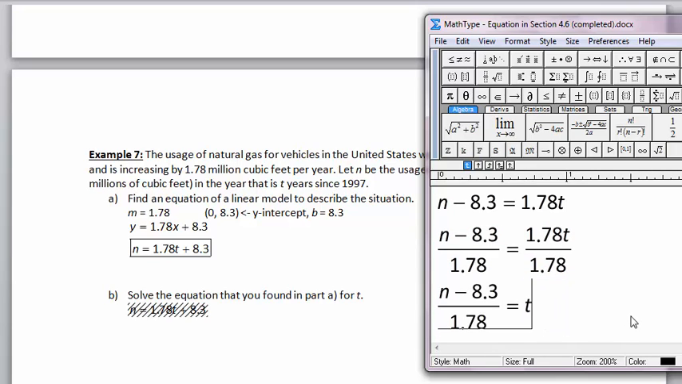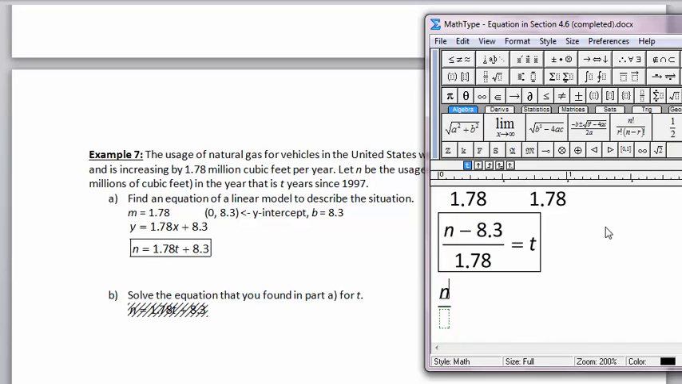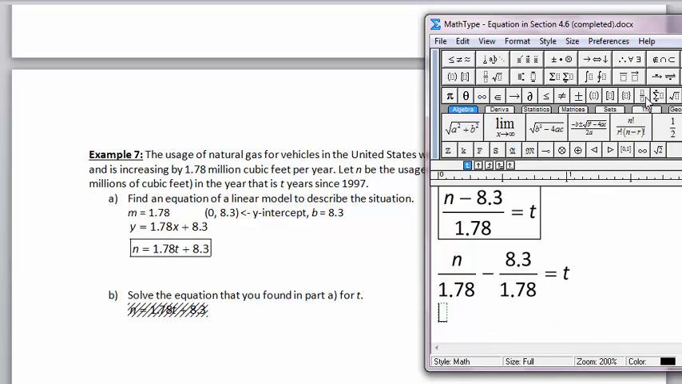Alright, let's copy that. We know that 1.78 divided by 1.78 is 1, so I just have t on that side. And the other side does not simplify, but it can be rewritten using the distributive property as n divided by 1.78 minus 8.3 divided by 1.78. Let's simplify each of these smaller fractions. Remember that the coefficient of n right here would have been 1, so I'm going to divide 1 by 1.78 to get the new coefficient of n.